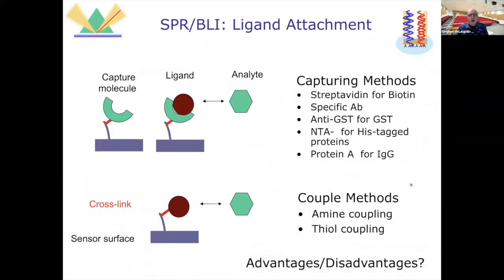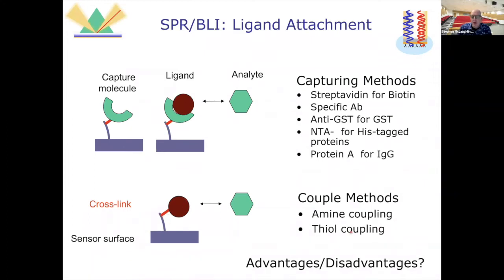So how do we get a ligand onto the surface of the chip? Well, for SPR and BLI, there are two methods. You can capture it by using a capture molecule, which of course could be biotin or an antibody or GST or nickel, or you can chemically cross-link. So you attach the ligand on with a cross-linker.